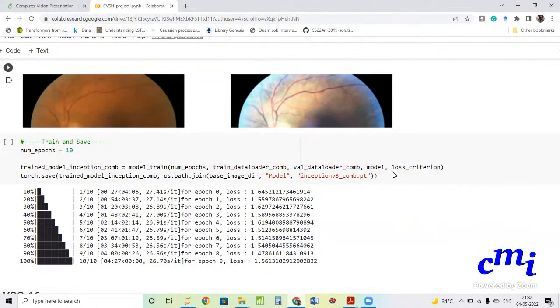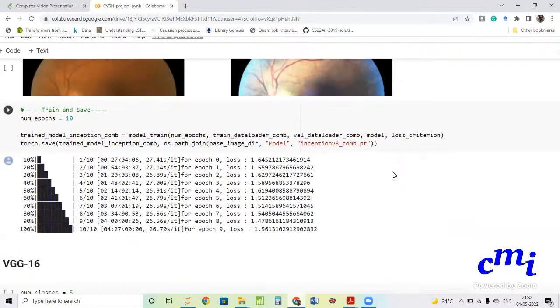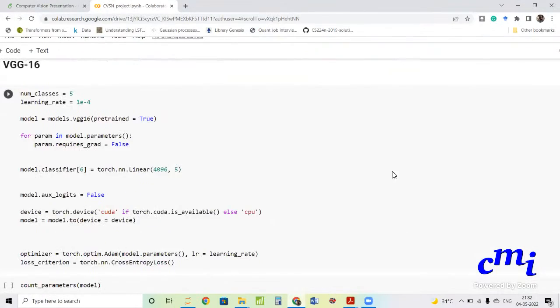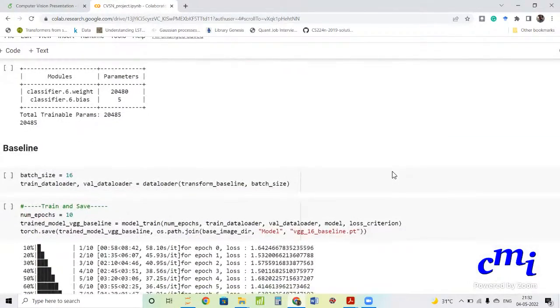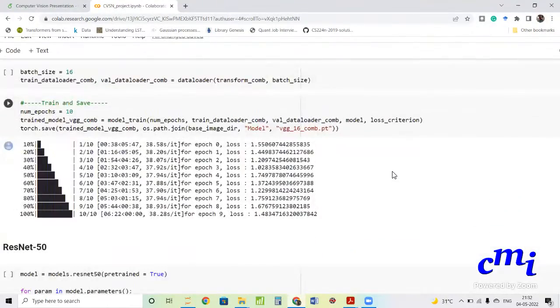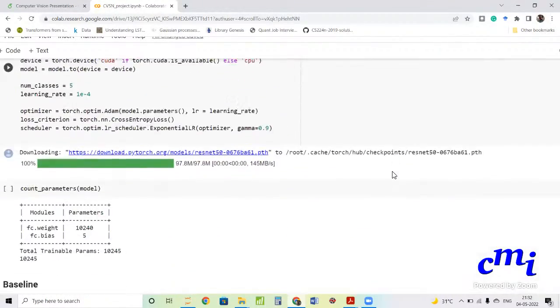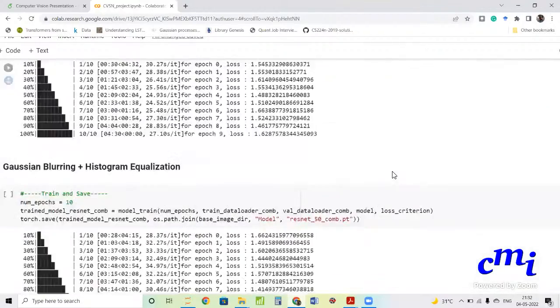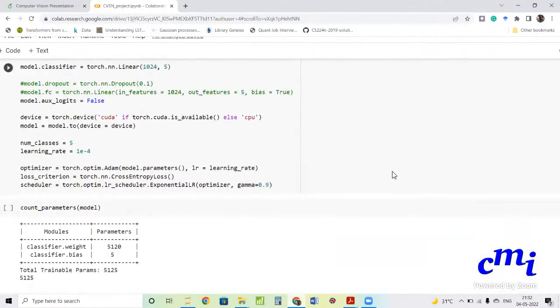So we have trained the model again in similar fashion. Similarly, we have done the same things for VGG16. Same processes again: the Gaussian blurring, histogram equalization, DenseNet 50, and DenseNet 150.